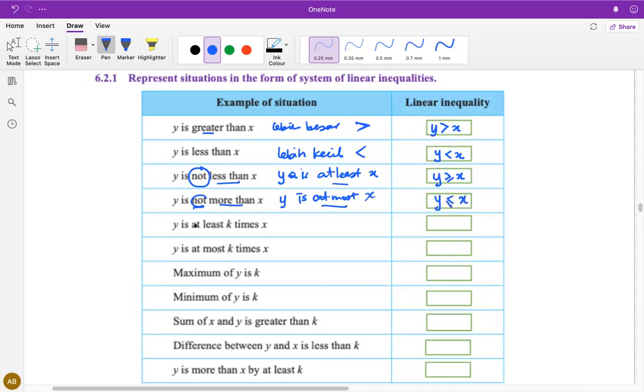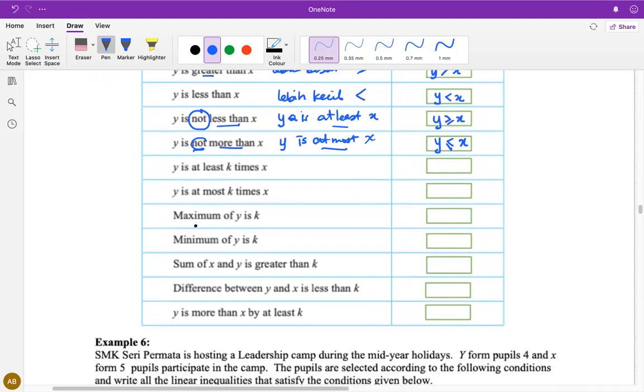And then the next one, y is at least k times of x. At least is bigger or equal, so y is bigger than or equal to kx. Y is at most k times x. At most is the opposite of at least, so y is less than or equal to kx.